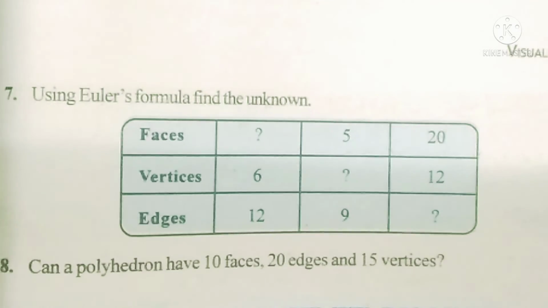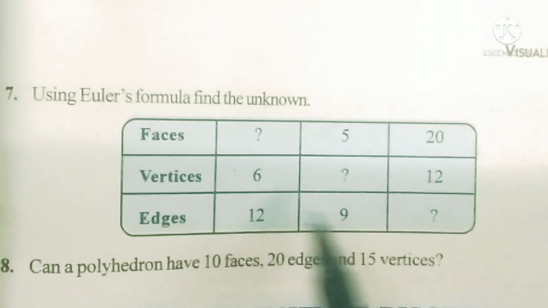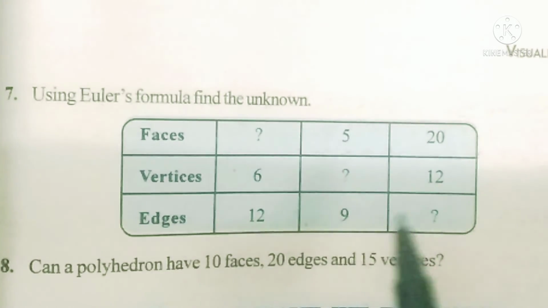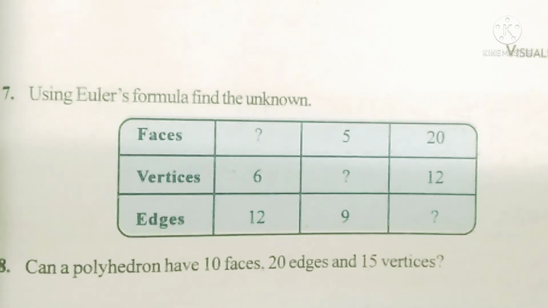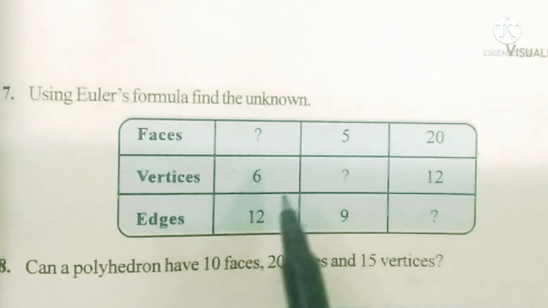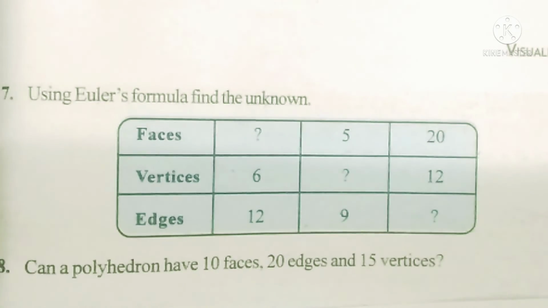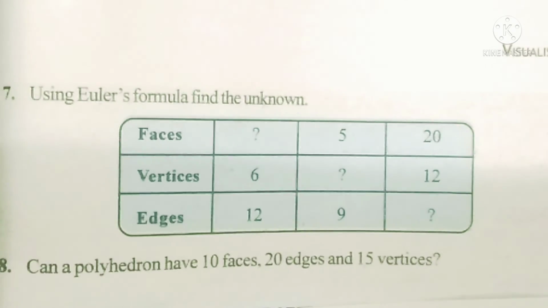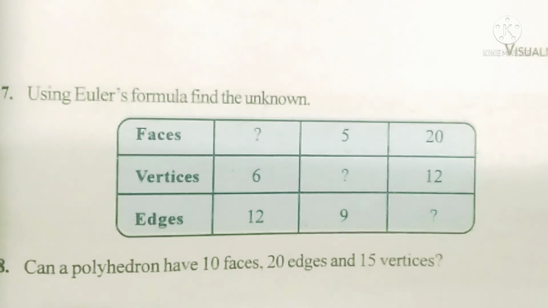Now question number 7 is, a table is given with the number of faces, vertices and edges. Wherever the missing part is there, you need to fill using Euler's formula. And what is Euler's formula? F plus V minus E is equal to 2. So here F is not given, 6 vertices and 12 edges. So let us substitute it in the formula. So you will get, F is not given, so we will write it as F plus 6 minus 12 is equal to 2.